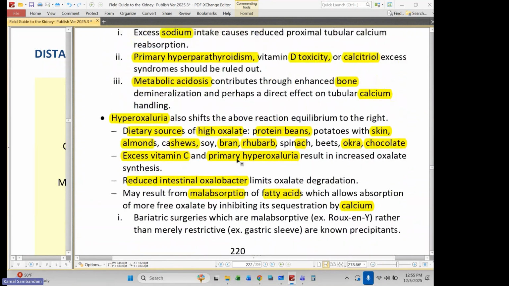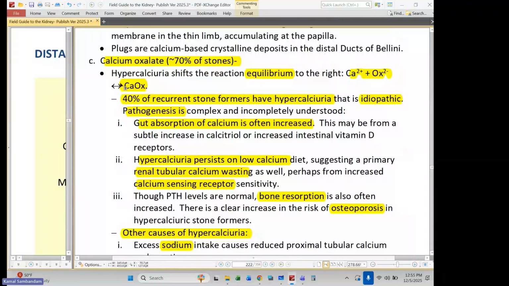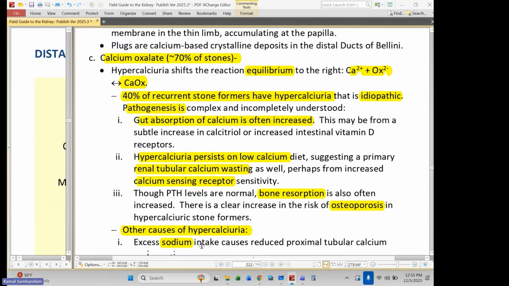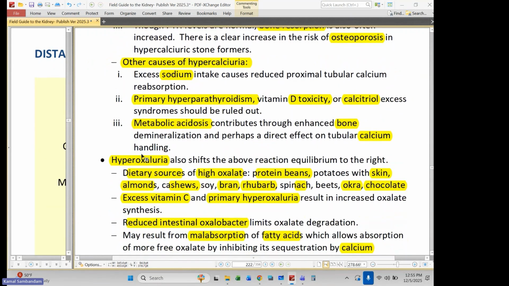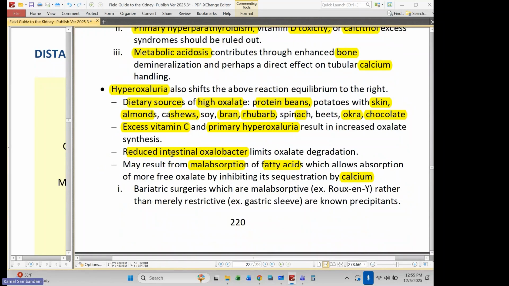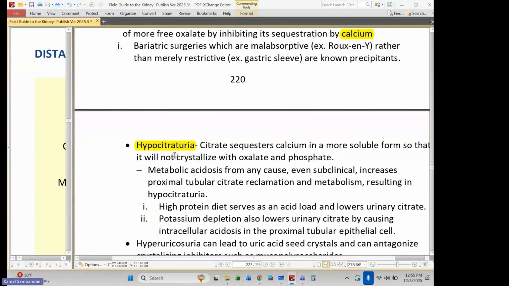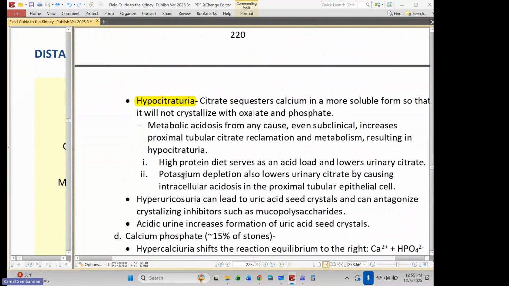Hypocitraturia. So again, we're talking about risk factors for calcium oxalate stones, right? So hypercalciuria from all of these potential mechanisms is a risk factor. Hyperoxaluria is a risk factor. And now low urinary citrate is a risk factor for calcium oxalate stones.